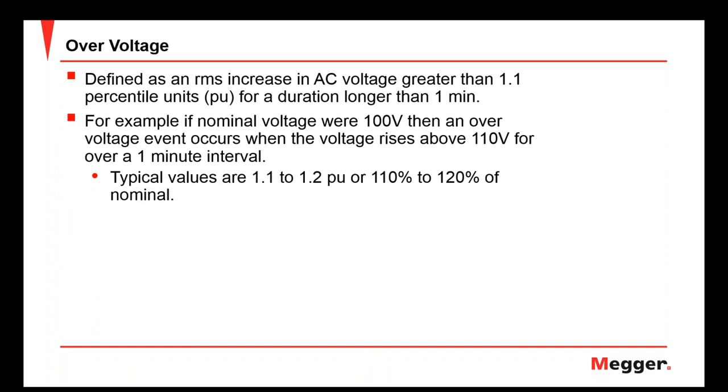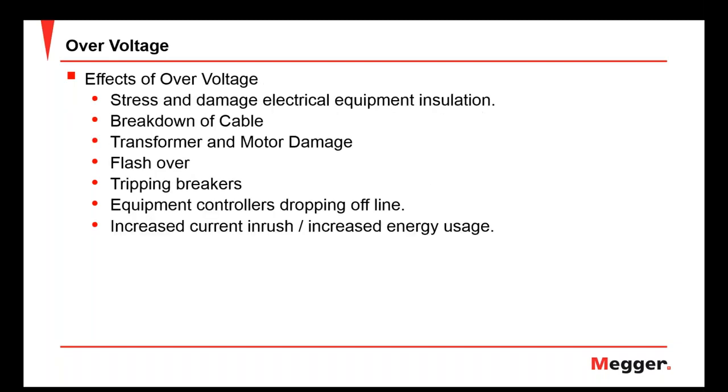Now, overvoltages are just the opposite. Those are an increase in the AC voltage greater than 1.1 per unit, or 110% of nominal, that occurs for a duration of over 1 minute.